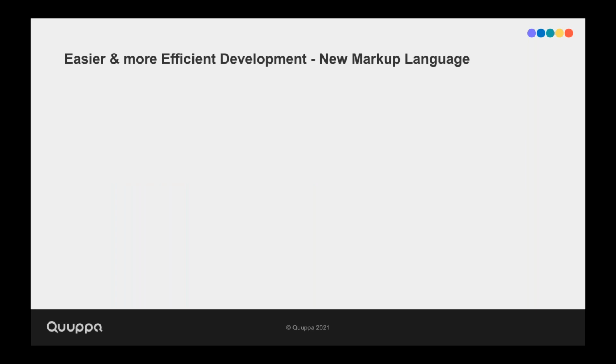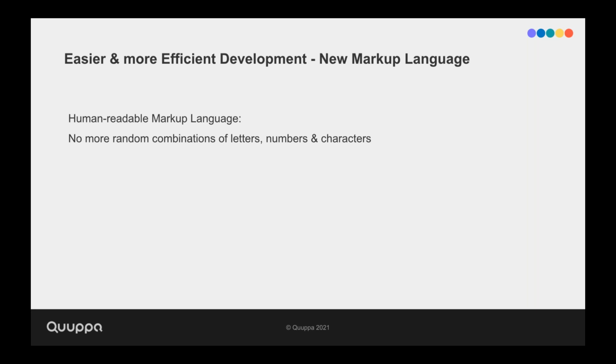So additionally, we've also included a new markup language, which is now more human readable and no longer a random combination of numbers, letters, and characters. So for the developers on the line who develop these custom applications, we're making it easier and more efficient to develop the front-end solutions. So here's an example quickly.